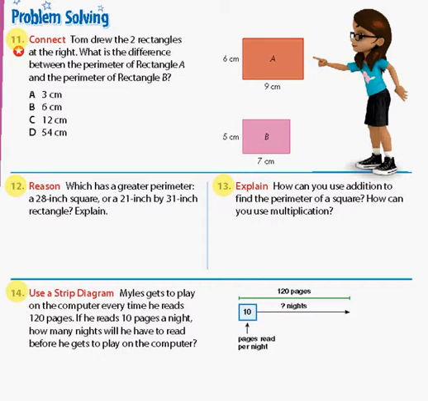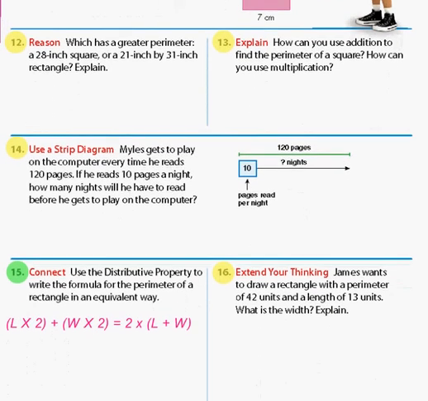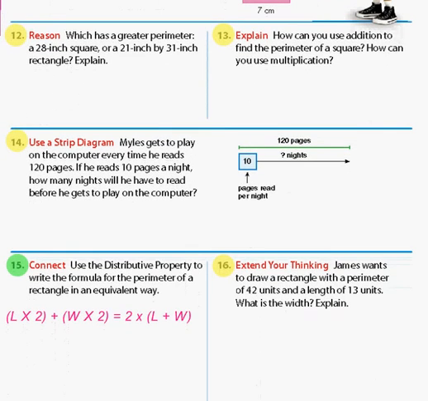Question number 12 says, which has a greater perimeter, a 28-inch square or a 21 by 31-inch rectangle? And explain. Question 13. How can you use addition to find the perimeter of a square? How can you use multiplication? And we had a similar problem on that on the guided practice. Question 14.